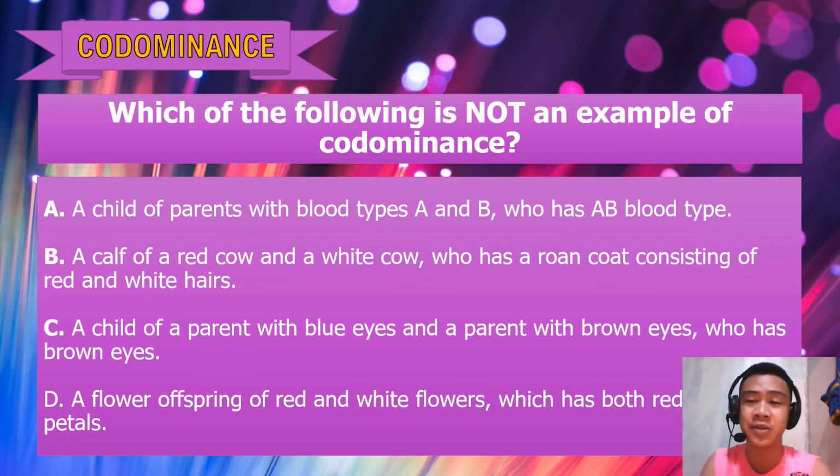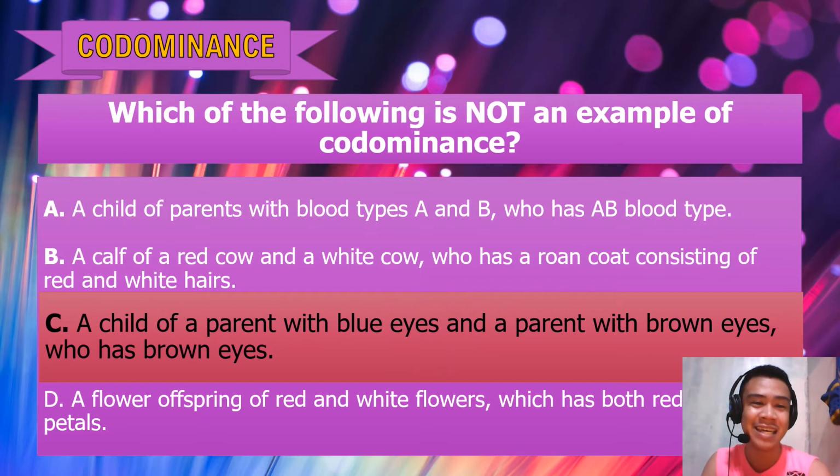Okay, what is your answer? The correct answer is letter C. A child of a parent with blue eyes and a parent with brown eyes. Letter C is correct. So this is not an example of codominance because the child does not express both parents' traits. She only expresses the brown-eyed gene inherited from one parent.